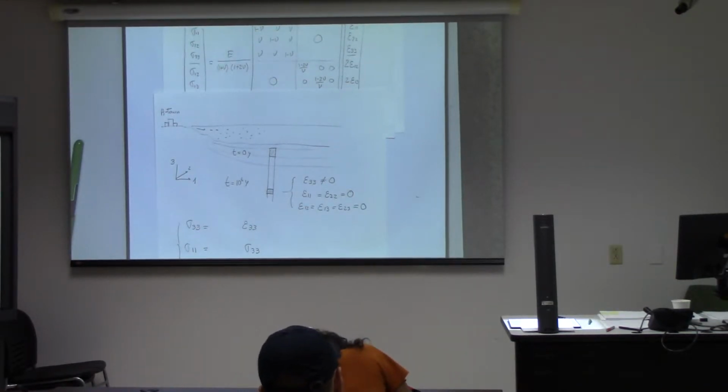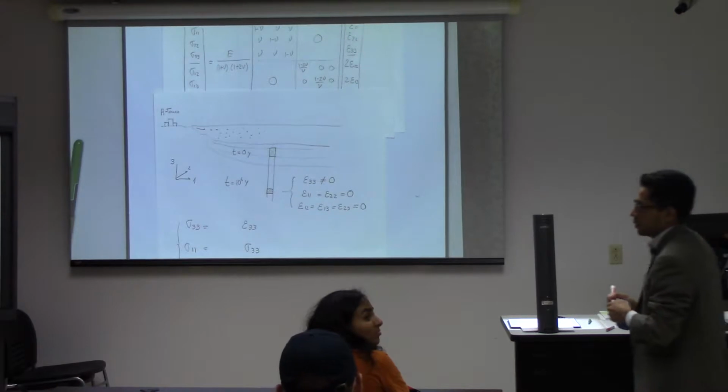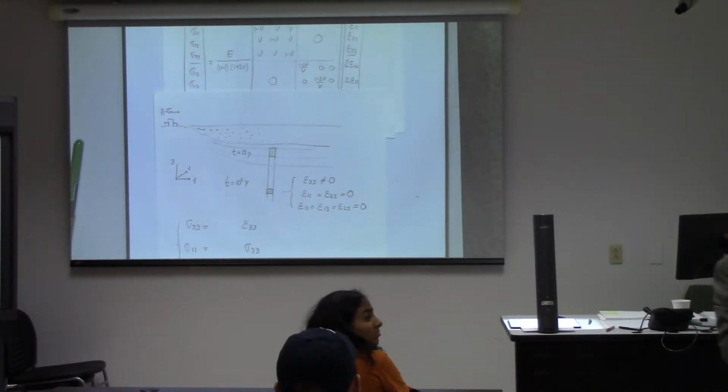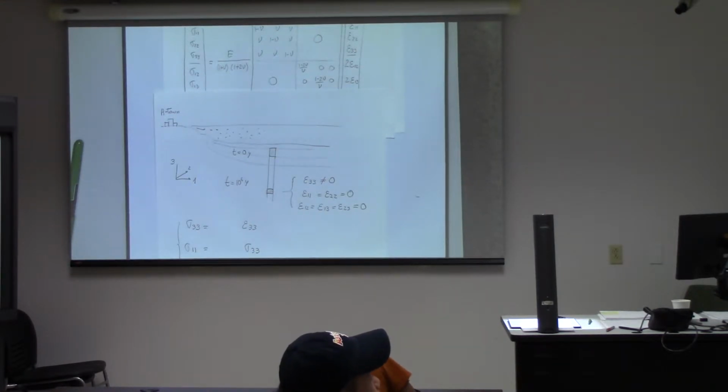Okay? Someone else other than Mr. Lau, tell me what is going to be sigma 11 and sigma 22. It's going to be E times Poisson ratio times epsilon 33. Okay, so let's do the multiplication, for example, of sigma 11.